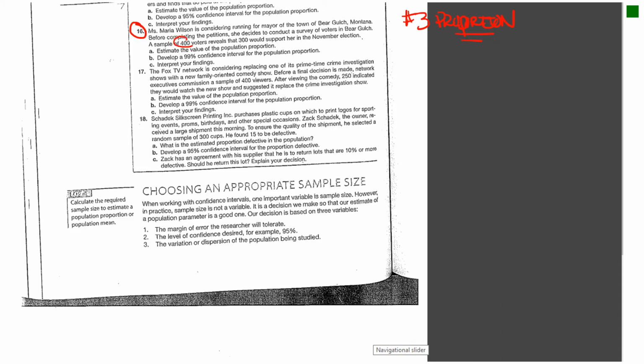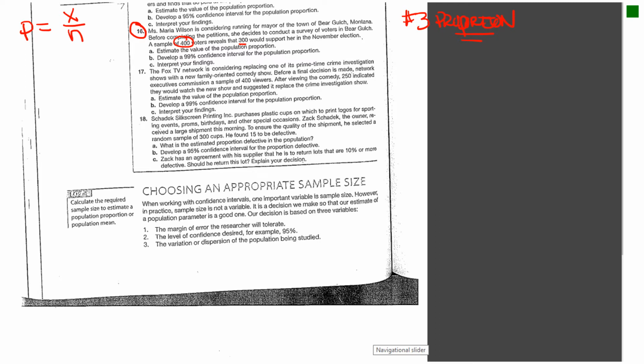The sample size here is going to be 400, and out of that 400, it revealed that 300 would support her in her election. So, to break it down, Part A says estimate the value of the population proportion. Well, remember, your book uses pi, I like to use p, but the idea here will be to estimate a value of a population proportion, you need to get a sample proportion. And that formula is basically by taking x over n.